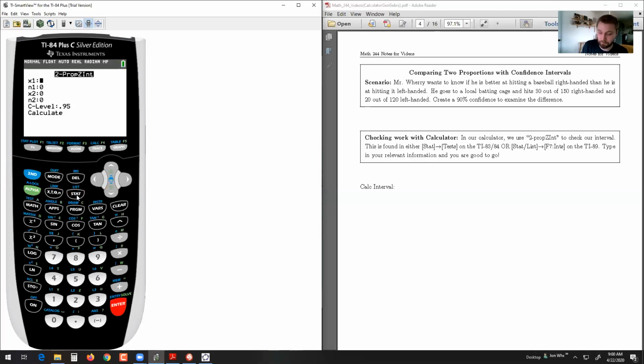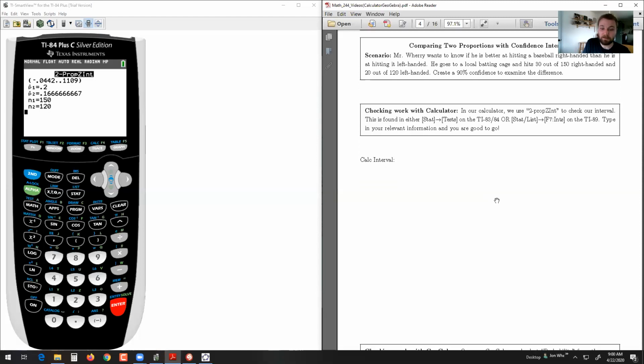Number of successes for the first group. Again, my calculator doesn't know which one of these is left hand and right hand. It only knows 1 and 2, so I need to know what each thing is. And my confidence level is 90%. I calculate. Again, I'm seeing that negative to that positive value. I'm getting the same interval. I'm still getting results are inconclusive. So in my TI-83, 84 stat test, I choose 2 proportions Z interval. On my TI-89, I'm going into apps, stat list editor, and I'm choosing F7 for intervals.